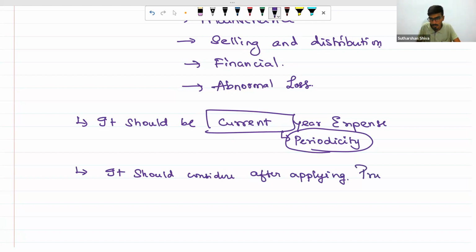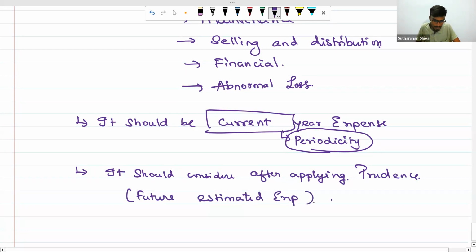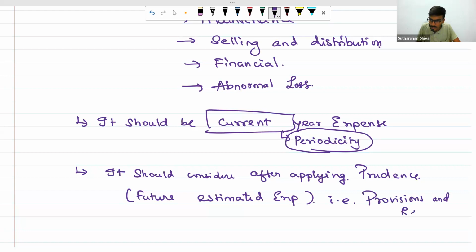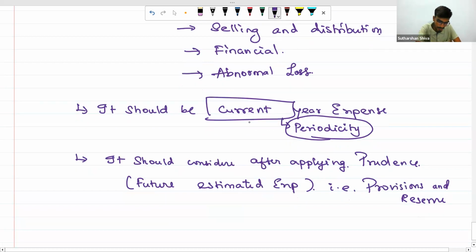the prudence concept. What is a prudence concept? You should account for future estimated expenses or losses, that is provisions and risk. Due to the prudence concept only, we are creating provision for discount on debtors, provision for doubtful debts, and all.